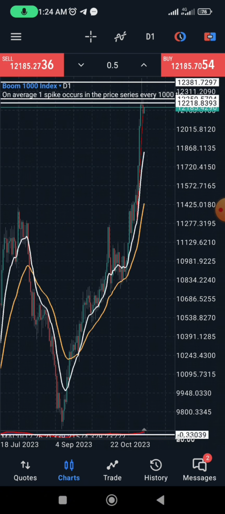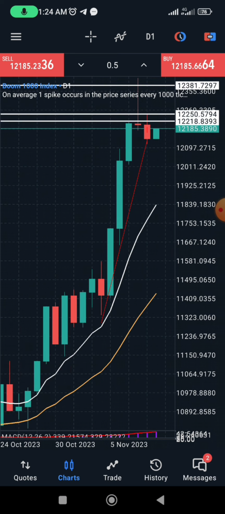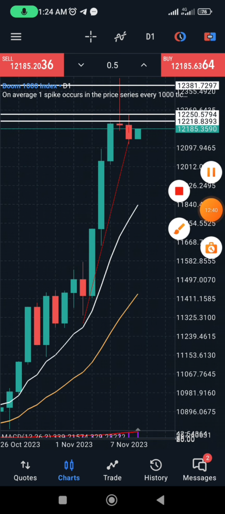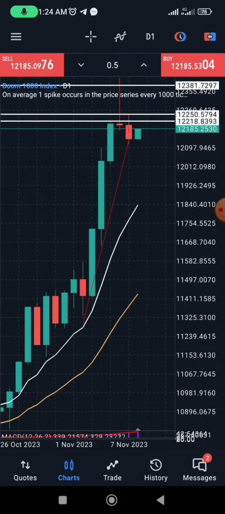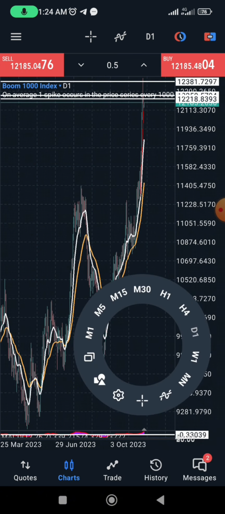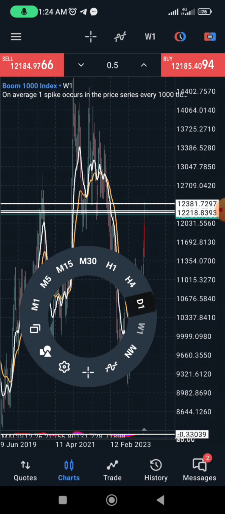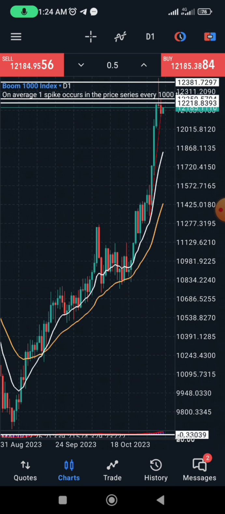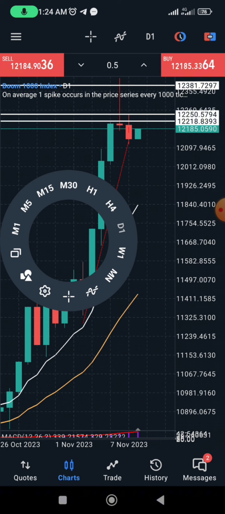Same thing happening on Boom 1000. Boom 1000 is actually going to sell. We already have a pin bar, an inverted pin bar here, right? That's actually a sell signal. But if we check on the daily and 1 week time frame, the market is actually going to buy massively. But for now, we are going to sell a little bit from the daily time frame. We still have a sell to do before that buy continues.